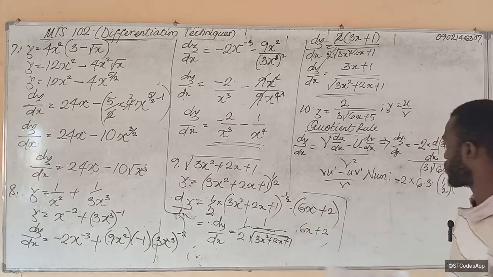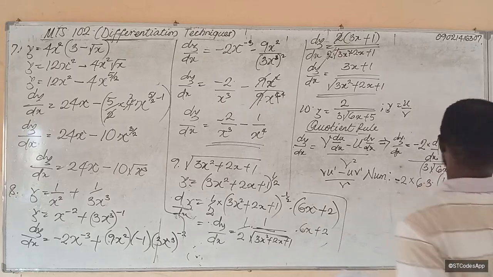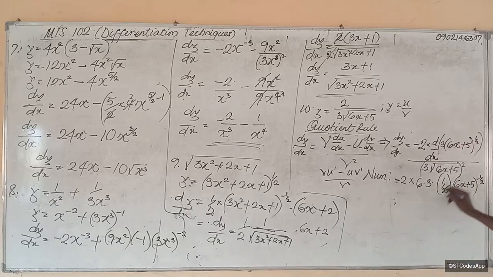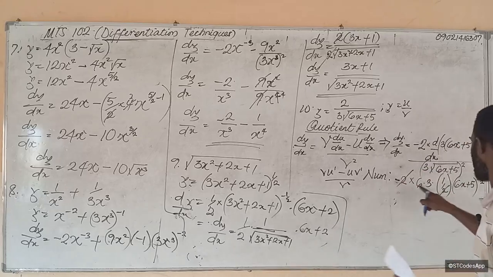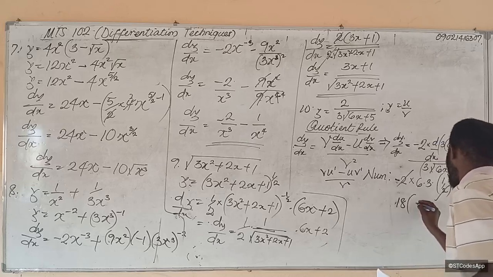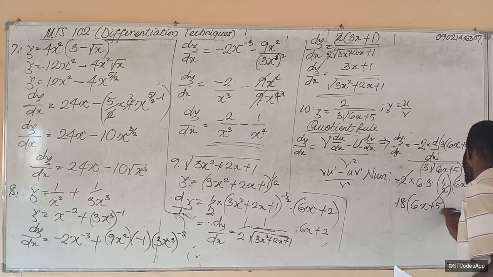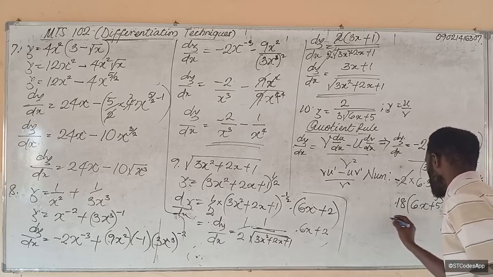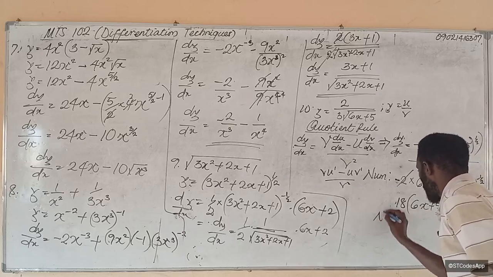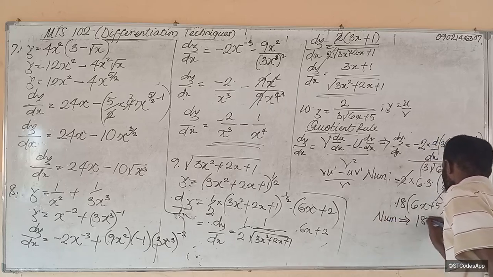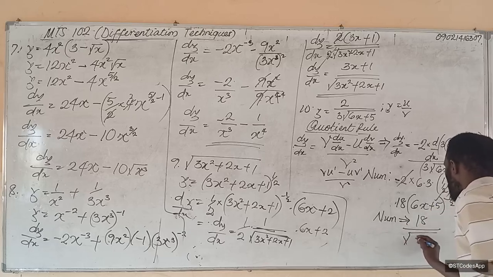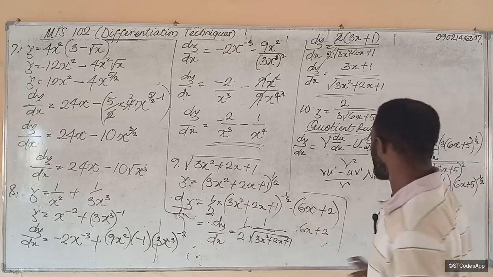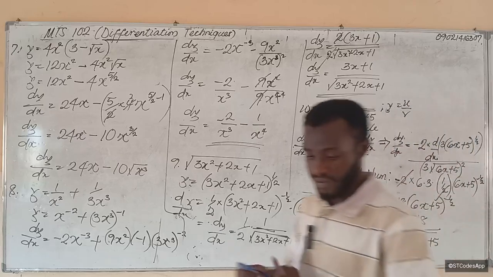I'm still simplifying the numerator. I'm still evaluating the numerator. So I have minus 2. From here, 2 can take care of 2, right? So if that's the case, 6 times this, we have 18 into bracket 6x plus 5 all raised to power minus half. By the time you work this, the numerator becomes 18 over the square root of 6x plus 5. I hope this is clear. So we'll now include it with the denominator now.